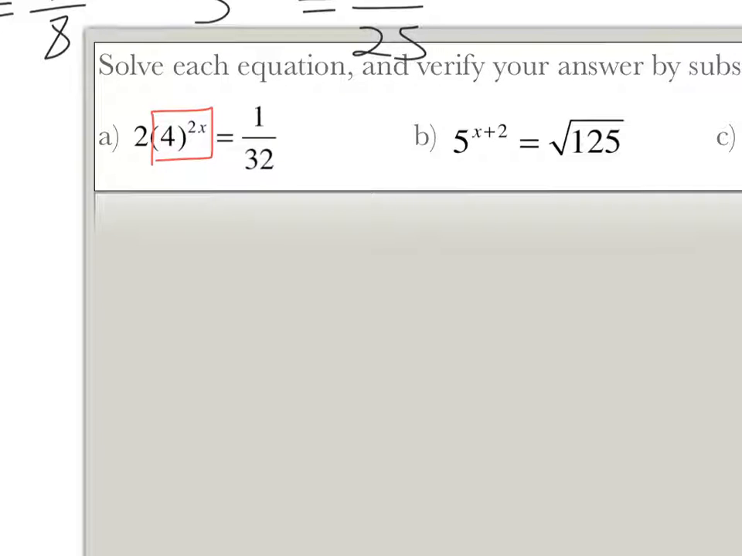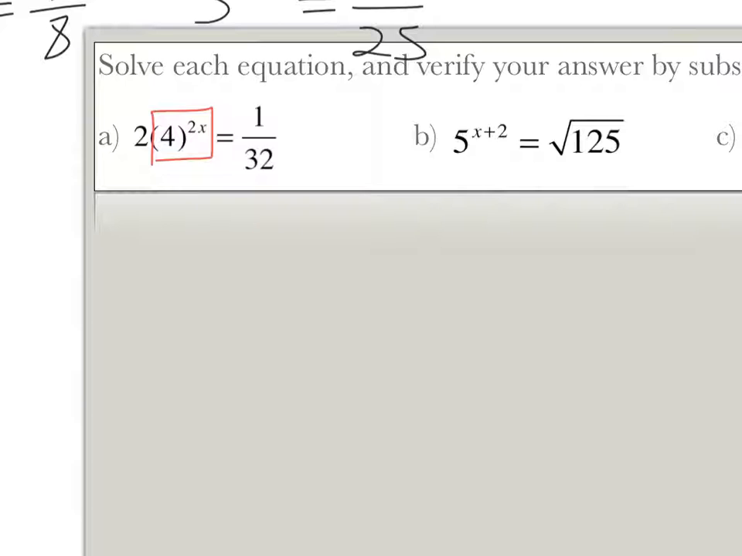And what you cannot do, and what I guarantee I'll see people doing in about 20 minutes when I give you time to practice on this, is people will go 2 times 4 is 8, and they'll get 8 to the power of 2x. You cannot do that, okay, because you have to follow order of operations, so you can't multiply before you do the exponent, which is BEDMAS. So you're just not allowed to do it. So focus on isolating the power.